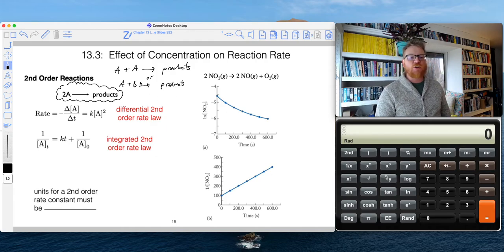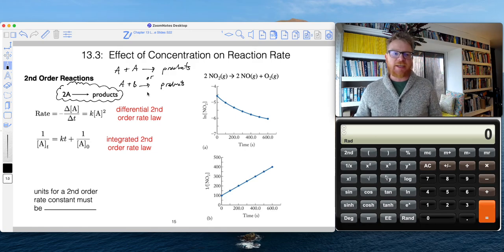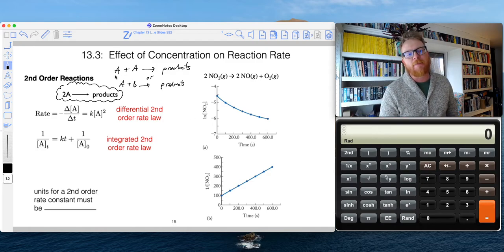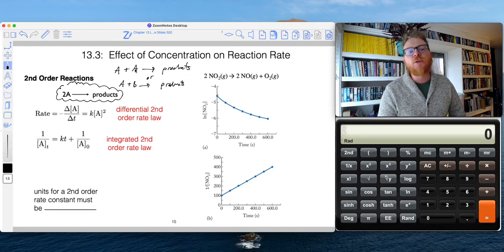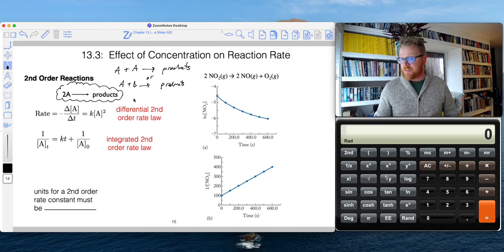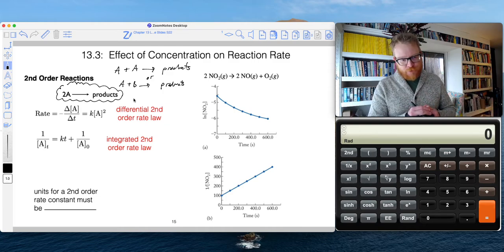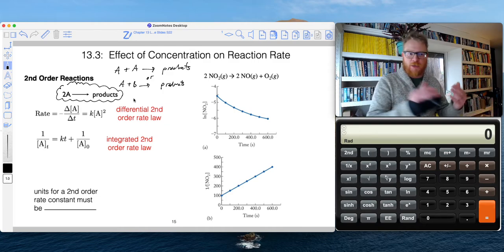As it turns out, this A plus B case, as simple as it looks, gets crazy complicated with the math. So just for this class, because this is an introduction to kinetics, we're really only going to talk about the A plus A case as far as the rate law and the integrated rate law. But we still need to recognize that either one of these situations could be a second order reaction: an A reacting with itself or an A reacting with a B.